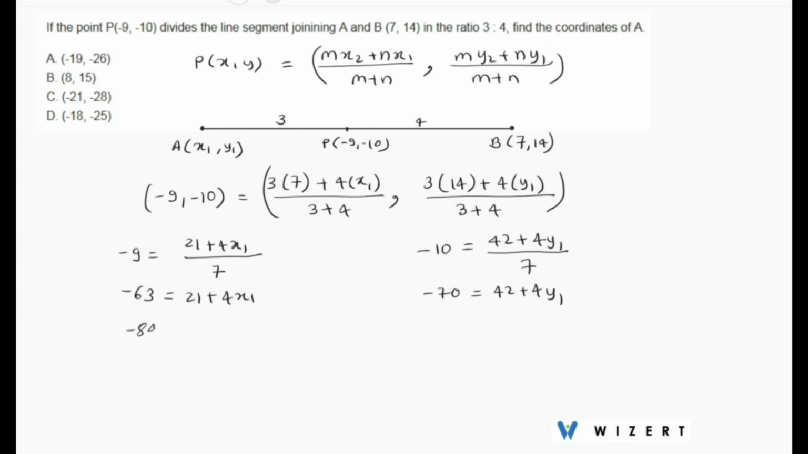So we have -84 equal to 4x1, and 42 will go over here and it will become -112 equal to 4y1. So we get x1 equal to -21 and y1 equal to 4 2s are 8, 3 remains, 4 8s are 32, so -28. So we get x1, y1, that is the coordinates of point A, as (-21, -28). So let's look at the options. Yes, the answer is option C.